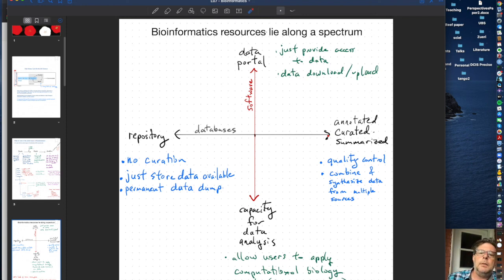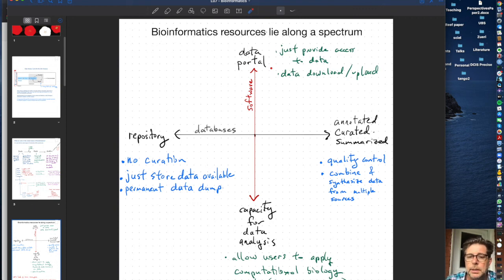Repositories are like a data dump, whereas a curated database is more of a specialized, high quality, synthesized exercise. And bioinformatics isn't just about databases, it's about the tools that let you access those databases, right? It's the software. On the one extreme, you have things like data portals, which are simply ways of making data available in its most basic form, where you go to this website and you can click on what you want and you download it.